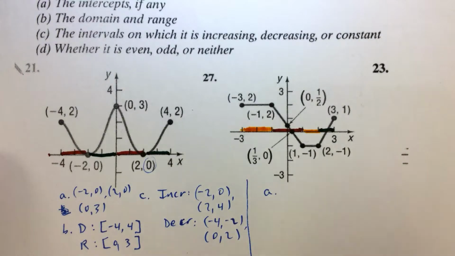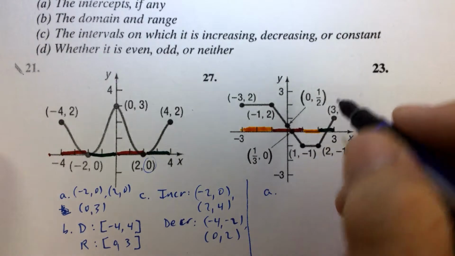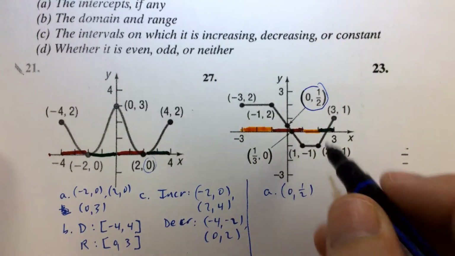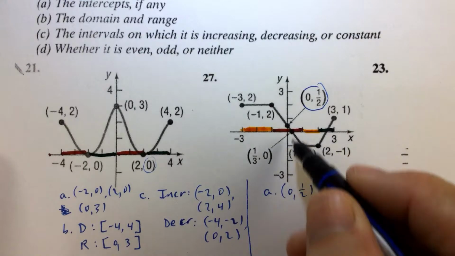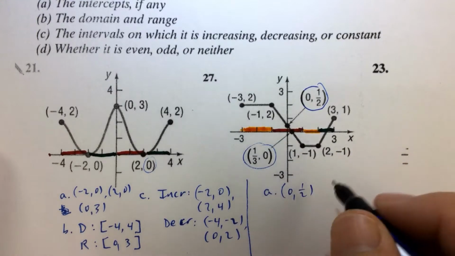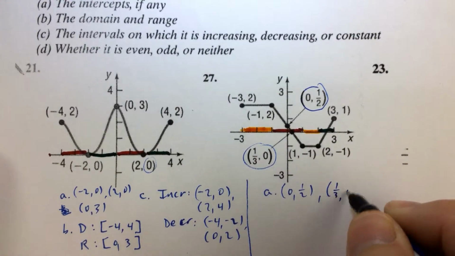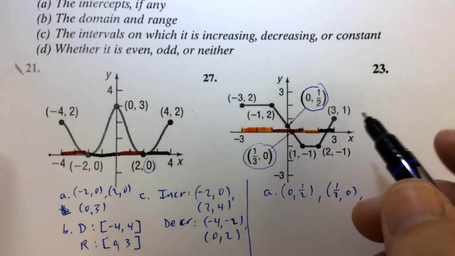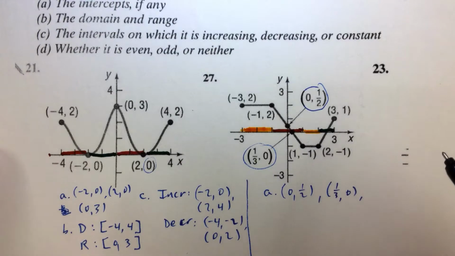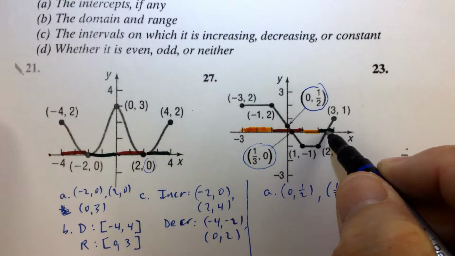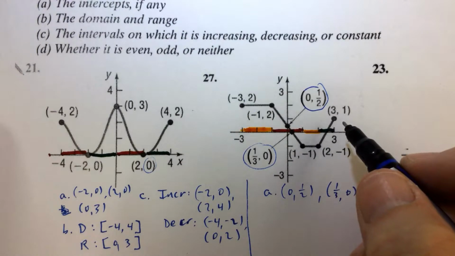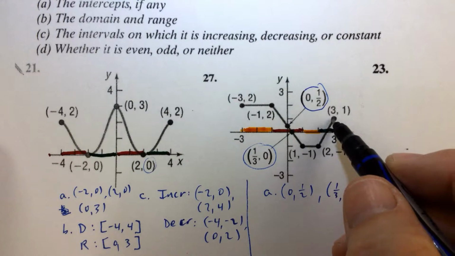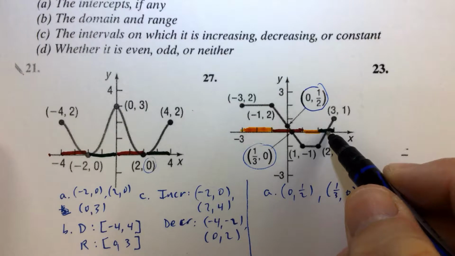Part A is the intercepts, and we see one intercept right there of (0, 1/2), that's our y-intercept, and then we get the coordinates for that x-intercept of (1/3, 0). And then we get another, okay, so it doesn't list the coordinates here, but we know that this being a straight line, we're going to have to figure this one out.